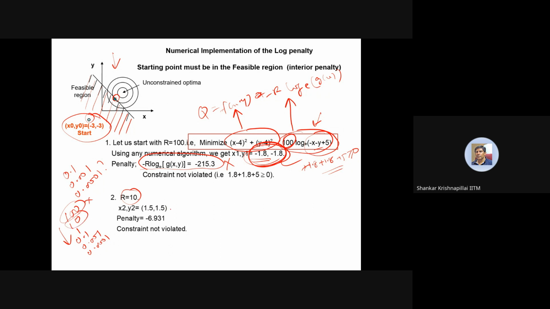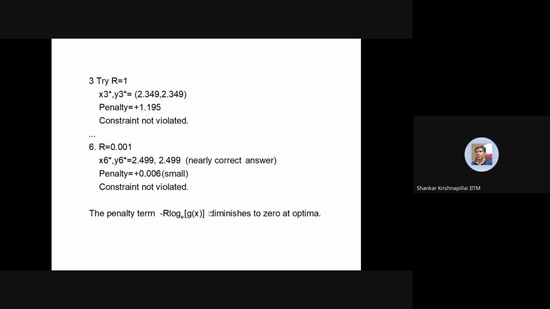So we get the next solution as x2, y2 is 1.5, 1.5. Then the penalty has come down to minus 6.931, and the constraint is not violated. Next r equal to 1 is tried. Then r equal to 0.001 is tried. You can see that the penalty is becoming small and the xy value is converging to 2.5, 2.5, and the constraint is not violated.